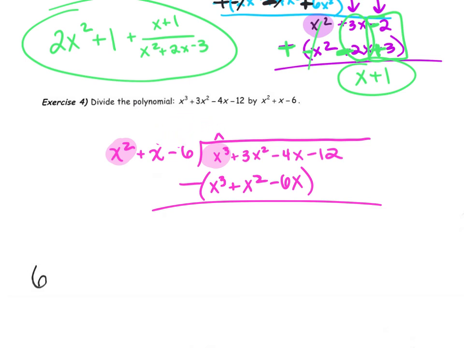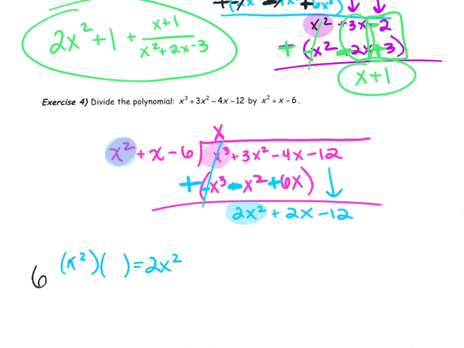So let me just erase this. And we're just going to subtract that out. All right, so we're going to do our keep, change to make this plus, minus, minus, plus. These terms cancel. We're left with 2x squared plus 2x. Bring down the -12. All right, so far so good. And now we want to see x squared times what gets me to 2x squared? Well, 2. Multiply it all by a positive 2.